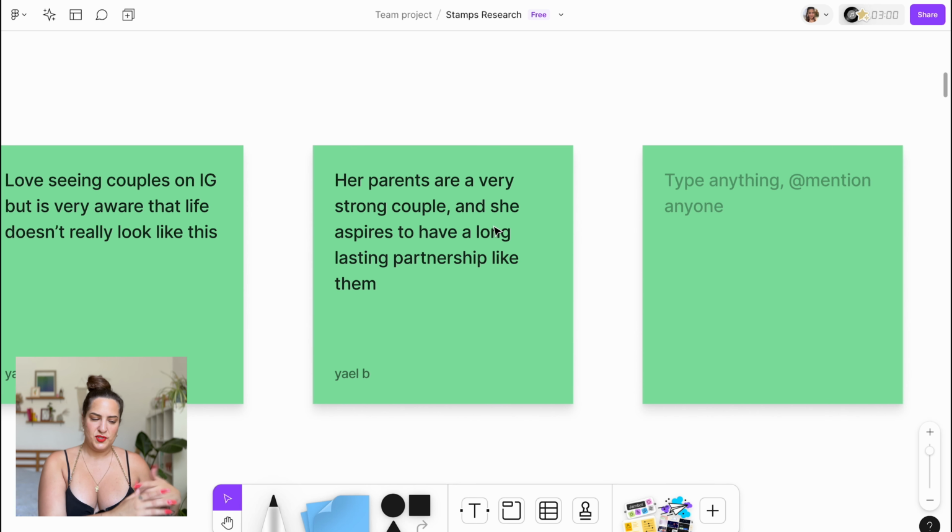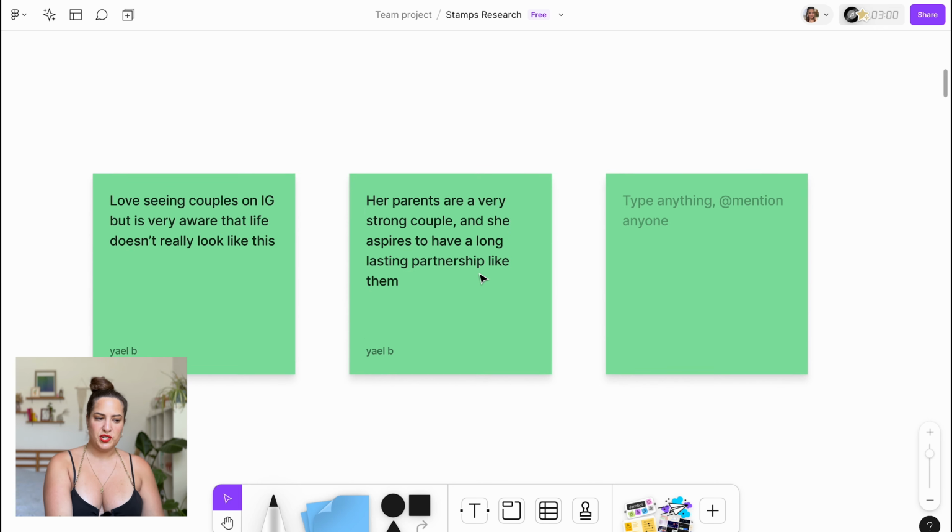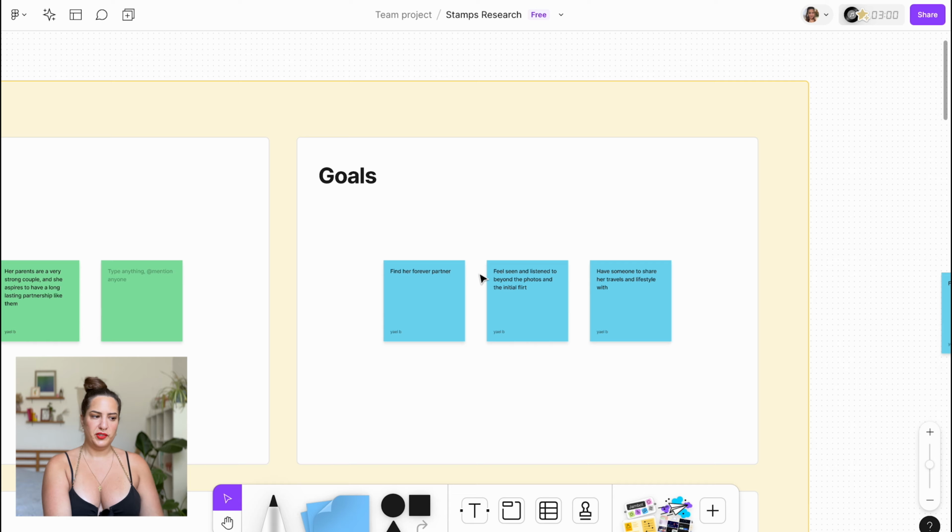I'm very much aware that Instagram is a lie, but I love seeing people in love, and I love love, and I don't know, it gets me. What do you want me to say? My parents are a very strong couple, and I aspire to have a long-lasting partnership like them. They're like very, very good friends.